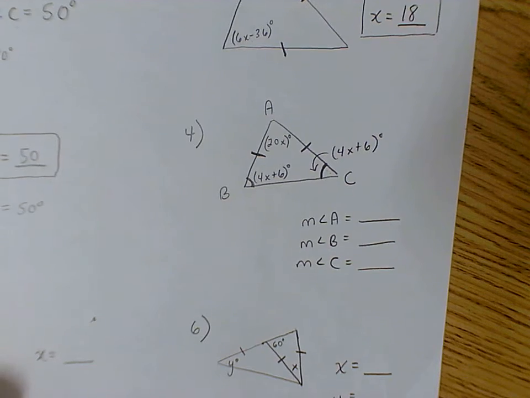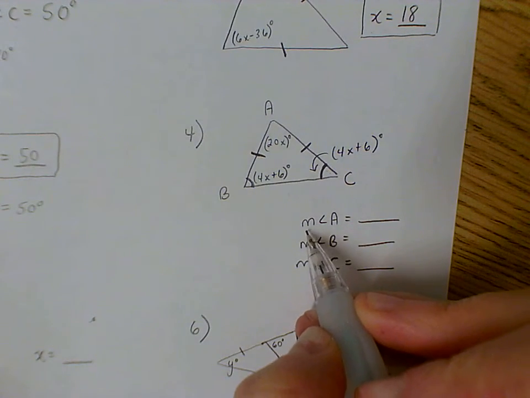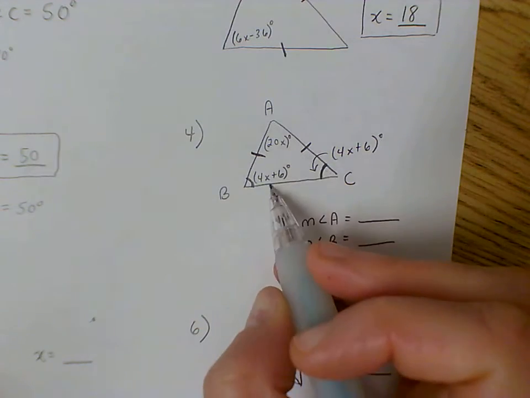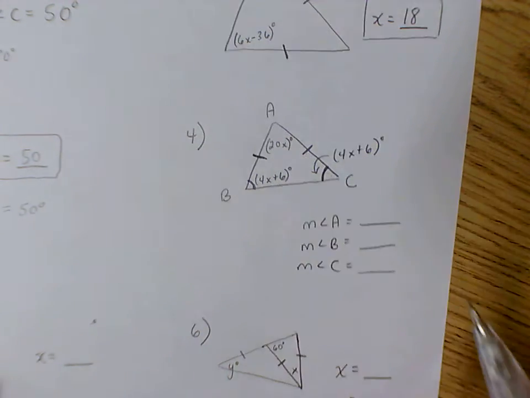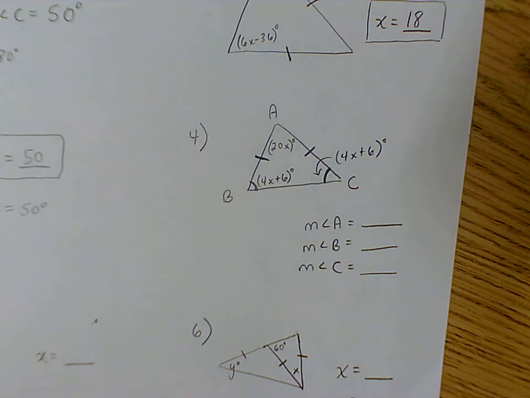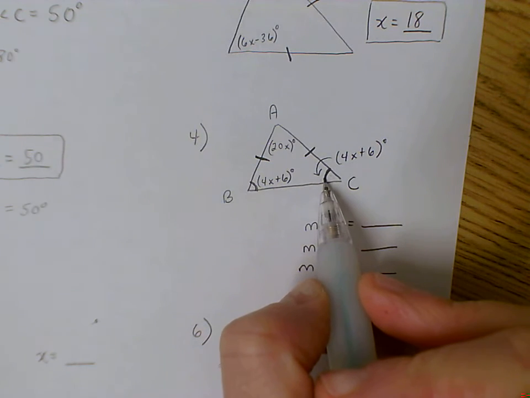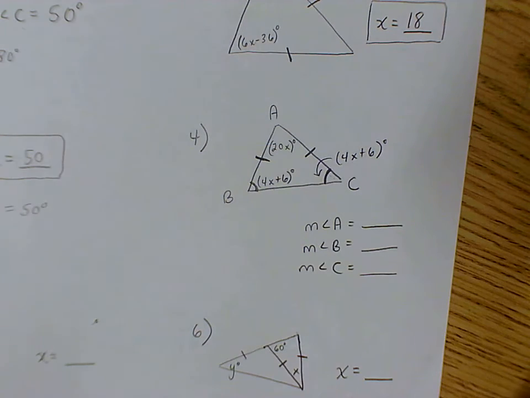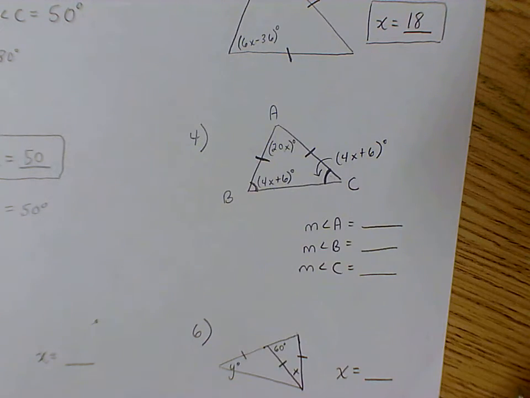Okay, and then in this one, they're not actually asking you for x, but they're asking you what's the actual measure of these angles. Well, notice they all have an x in them, so you will have to find x. So how do we use this information to help us find x and then in turn find the measure of the angles? Well, we used what we knew about isosceles triangles. What else do we know? Well, we know that if we add all these up, it should equal 180.